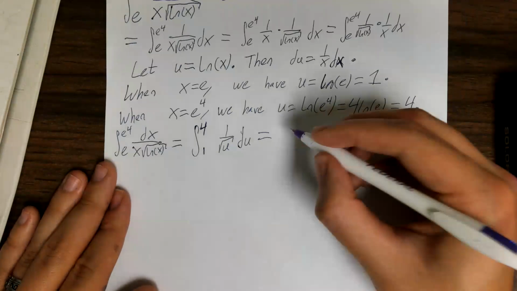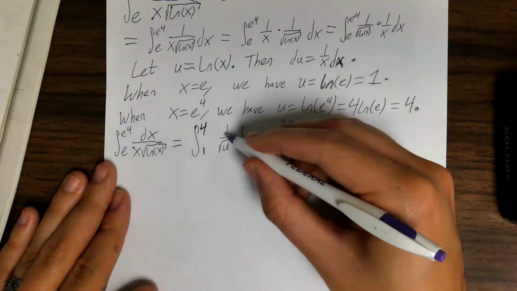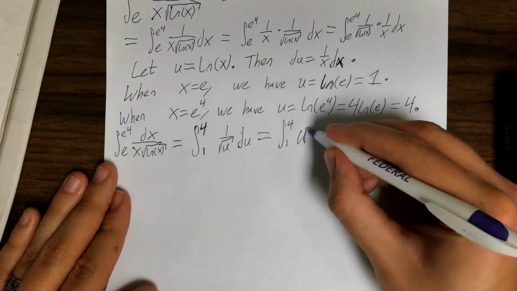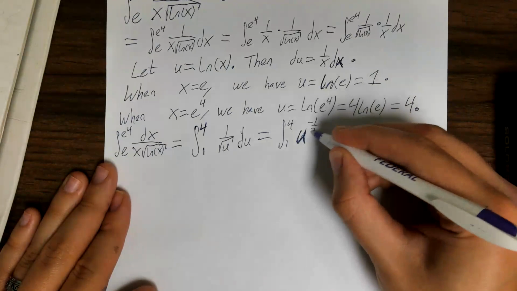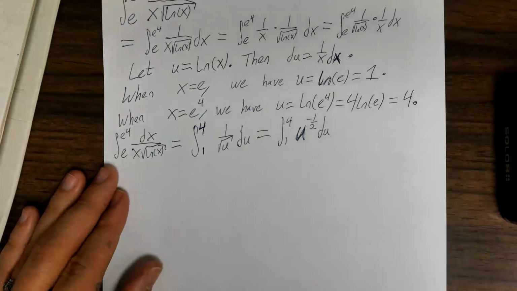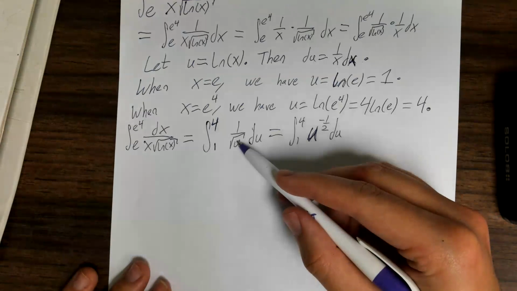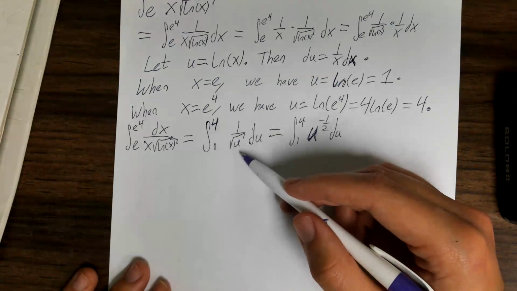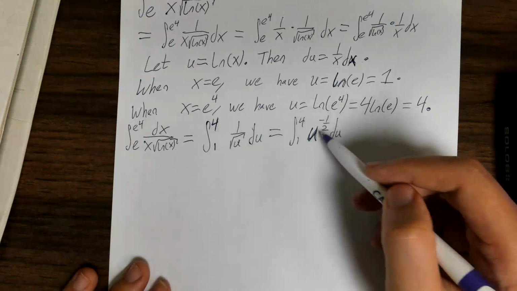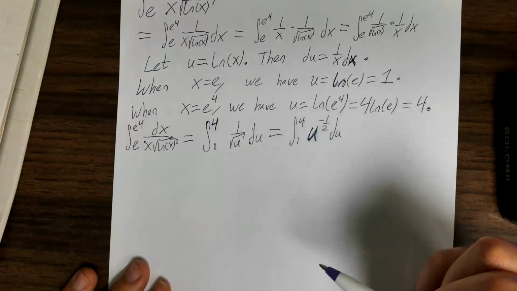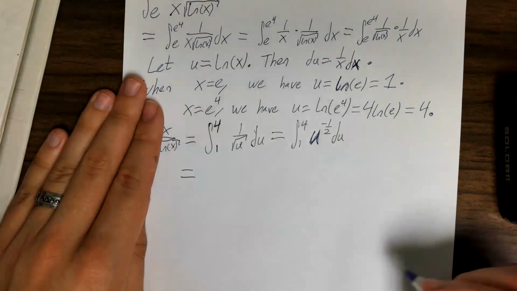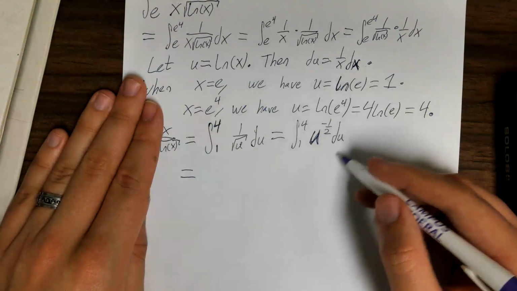If you don't believe me, let's think about how we can rewrite this function. Well, 1 over the square root of u is the same thing as u to the negative 1/2 power. So I think we all agree that the square root of u is the same thing as u to the 1/2 power. If I take 1 over that, it makes the power negative. So I hope we're all okay with this rewriting. Once you're comfortable with that rewriting, then it is indeed just a simple integral evaluation.